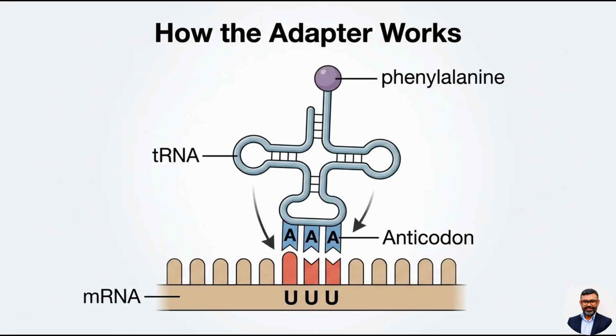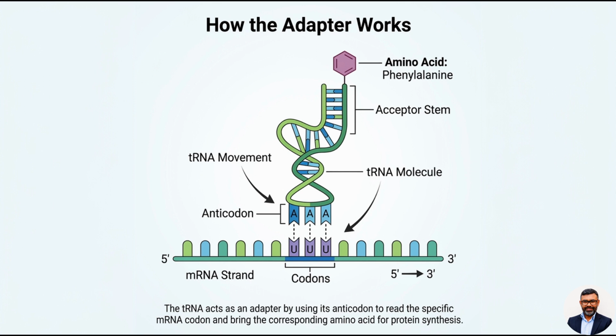Let us take a simple example. Suppose the mRNA contains the codon UUU. A tRNA with the complementary anticodon AAA can recognize this codon. This tRNA carries its specific amino acid, phenylalanine. Therefore, the tRNA recognizes the codon through its anticodon and delivers the correct amino acid to the growing polypeptide chain. This is the adapter function of tRNA.